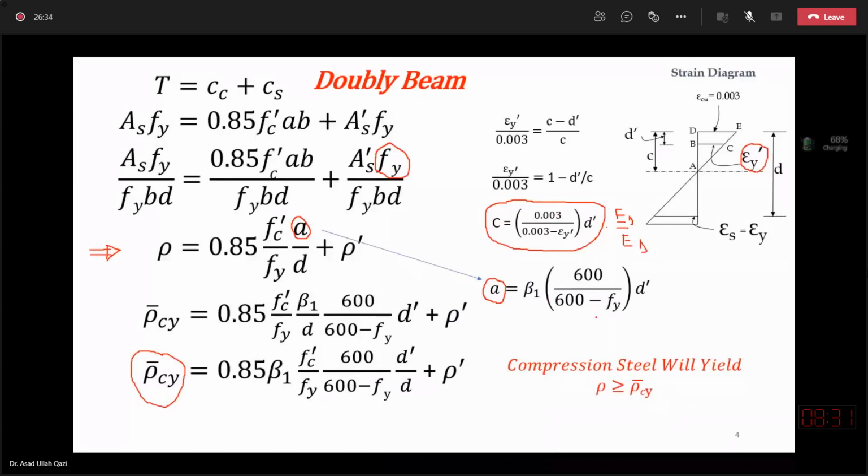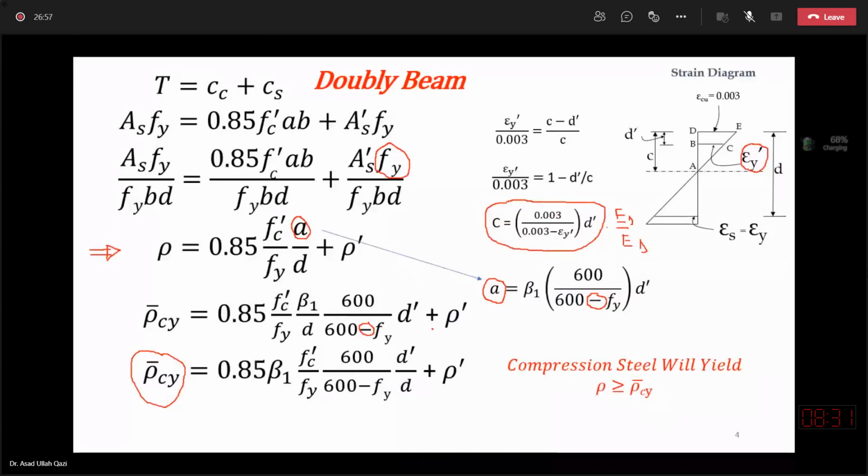This is a very common mistake made by students: when writing this rho Cy equation, they forget that there is a minus sign over here. Just like in doubly beams there is a plus sign, here by derivation, when you perform the steps, you will get a negative sign over here.